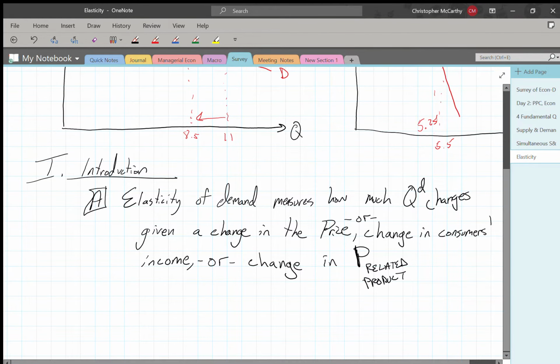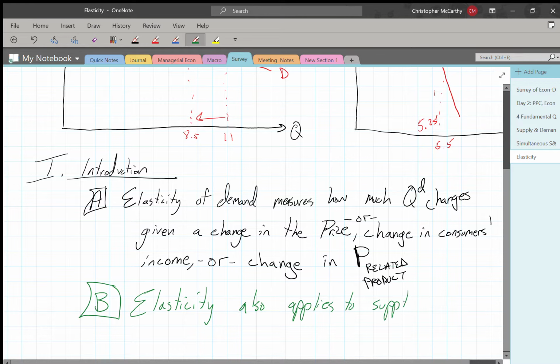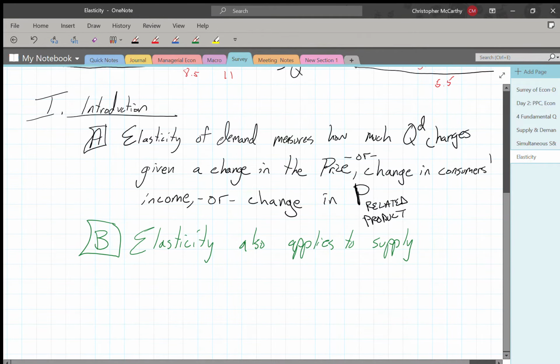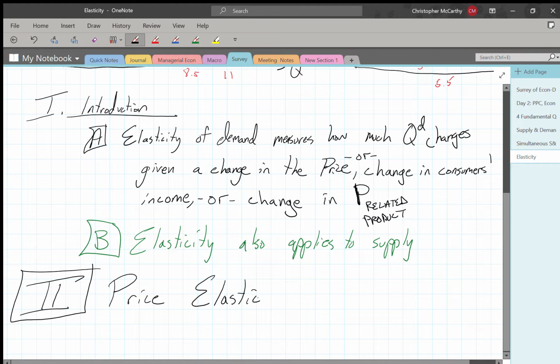So this is a concept that also applies to supply. We're going to talk about both elasticity of demand and elasticity of supply, but we're going to focus on elasticity of demand, at least for the moment. And right now we're going to focus on price elasticity of demand.